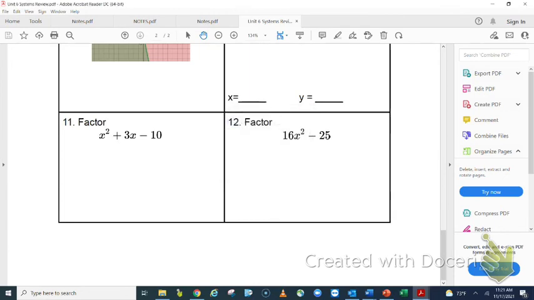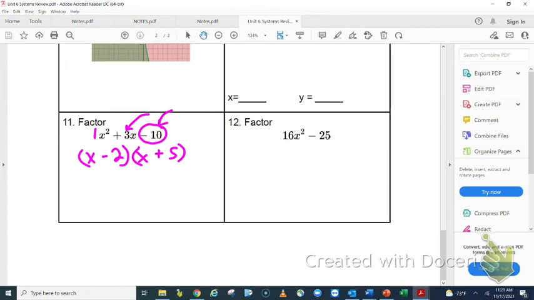All right, these next two, factoring. This is a shortcut because that a value is 1, so I'm going to go ahead and write my parentheses. This has to be an x, and this has to be an x, because x times x is x squared. Now I'm looking for what multiplies to that, but adds to 3. That would be 5 and 2, but that has to be positive, and that has to be negative.